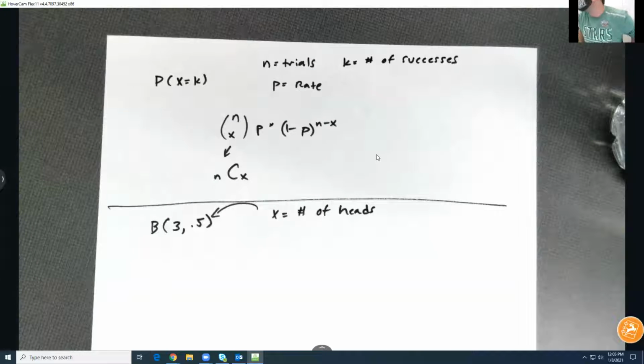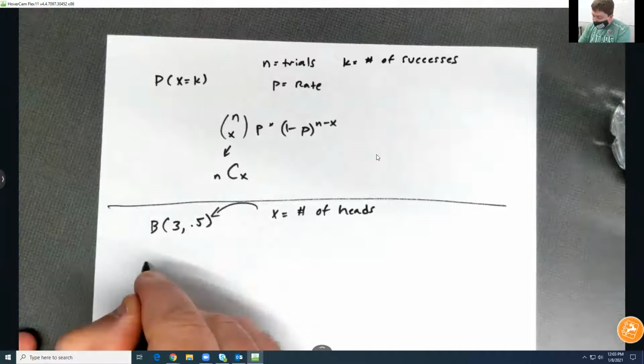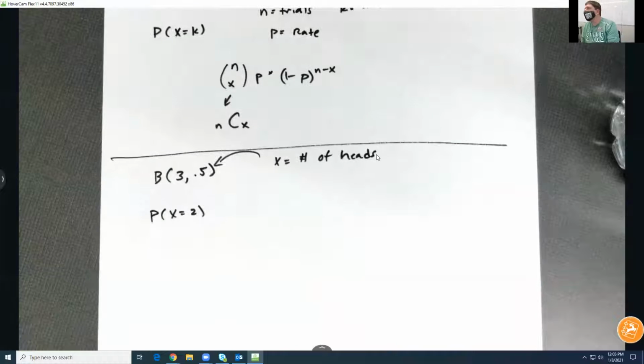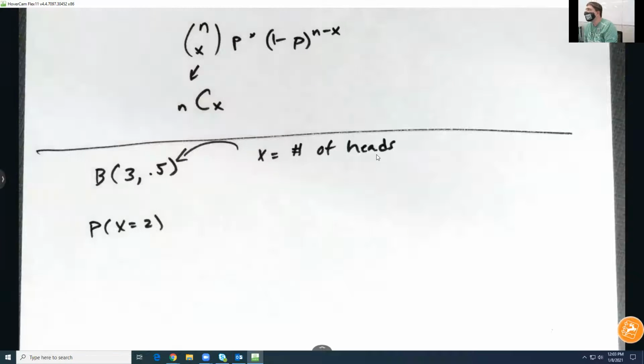Because sometimes they're going to be different and we need to pay attention to what this success rate is actually telling us. All right, we want to know the probability that our number of heads is exactly 2. So if I flip the coin 3 times, what's the chance I get 2 heads? It's essentially what this question is asking. Does that kind of make sense?